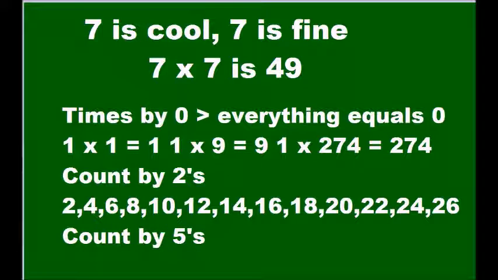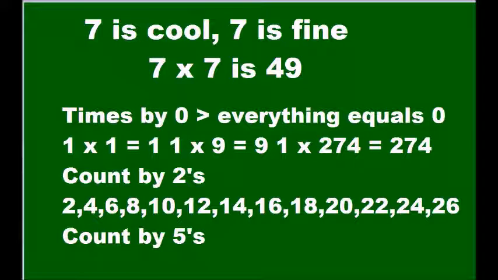This is multiplication for adults. However, if you have children, always practice in front of your children if you can, because even if they're 6 months old, some of this stuff might stick and be a lot easier for them when they get into school. 7 is cool, 7 is fine, 7 times 7 is 49.